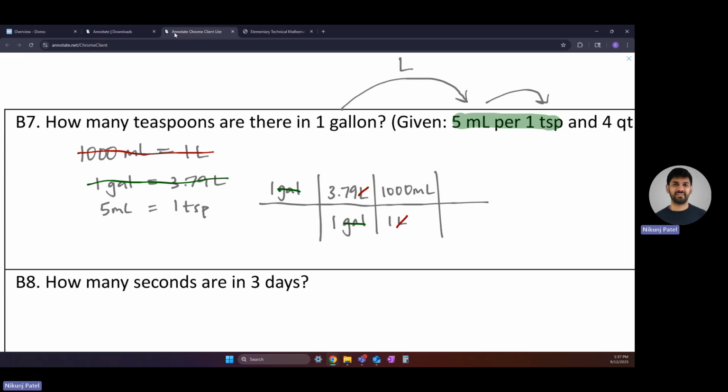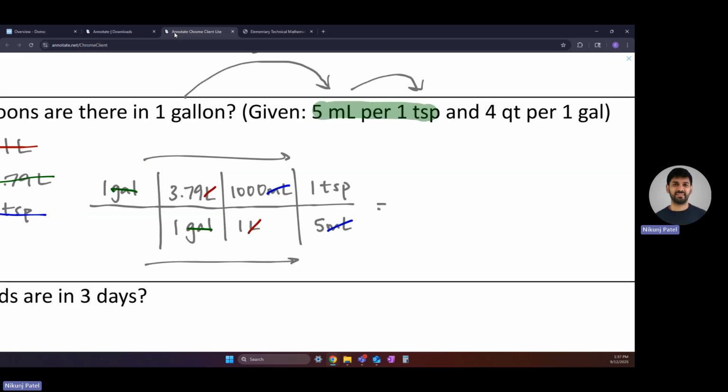And then we have 5 milliliters is equivalent to 1 teaspoon. We can cross off our milliliters. Similar to before, we're going to multiply across the top, the numerators and the denominators. And this should end up giving us 3,790 over 5 times 1 times 1 is 5. We divide that again, and you should end up getting 758 teaspoons.